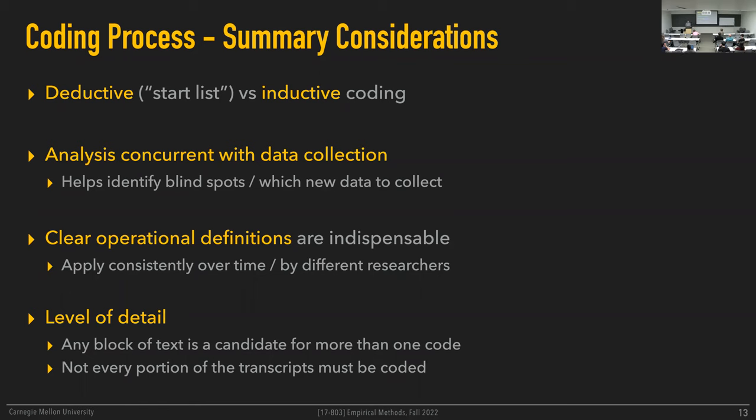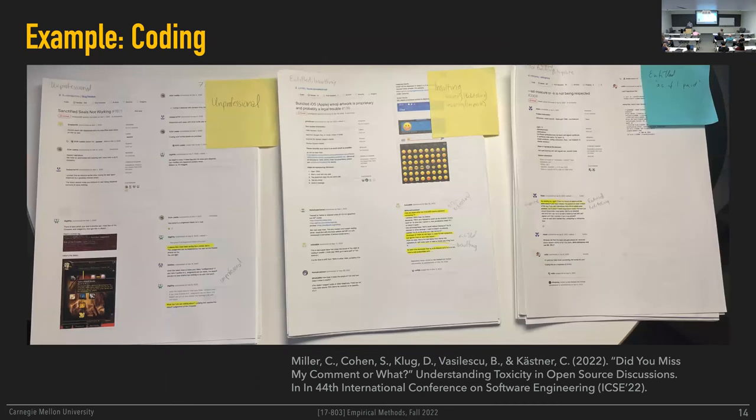And what's the level of detail? It could be every portion, parts of a phrase, entire blocks of text, anything in between. It's up to you. Just a few examples, courtesy of Courtney, who was kind enough to donate them. This is from a recent ICSE paper. These are printouts of issue discussions from open source projects on GitHub, literal printouts, four per page to save on paper.